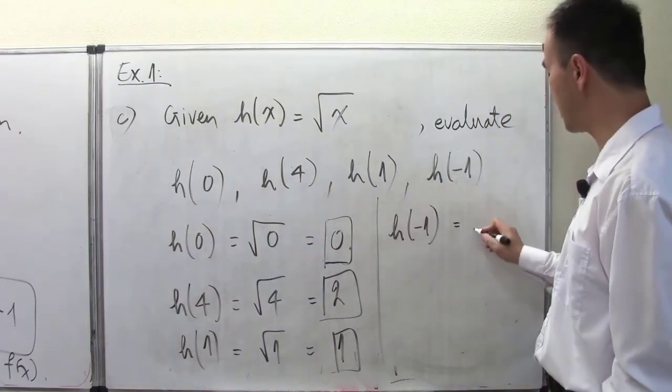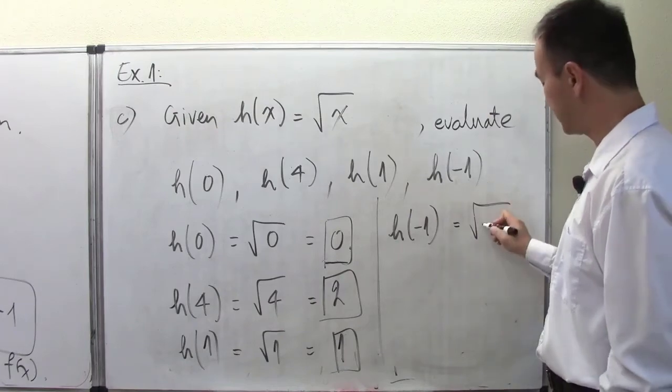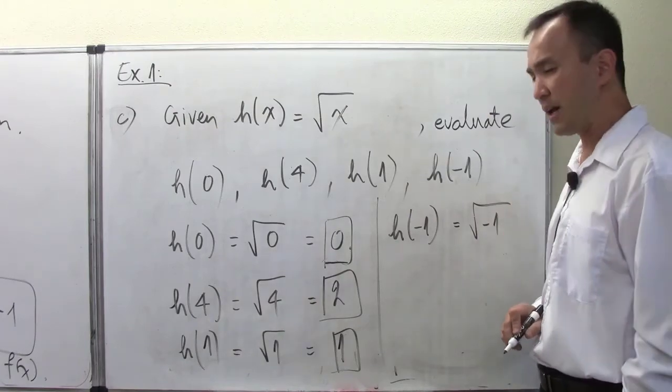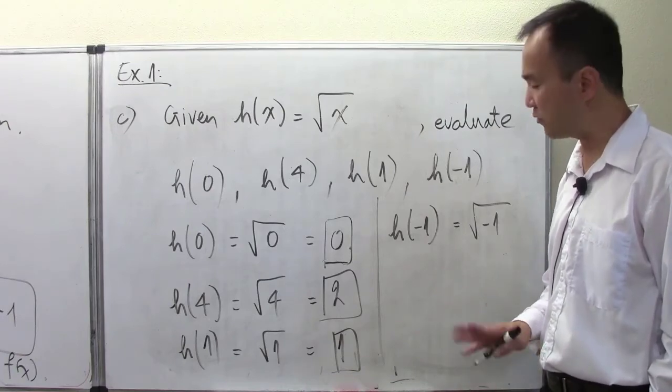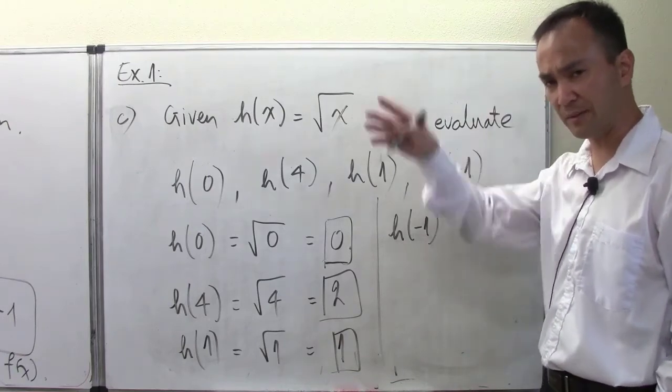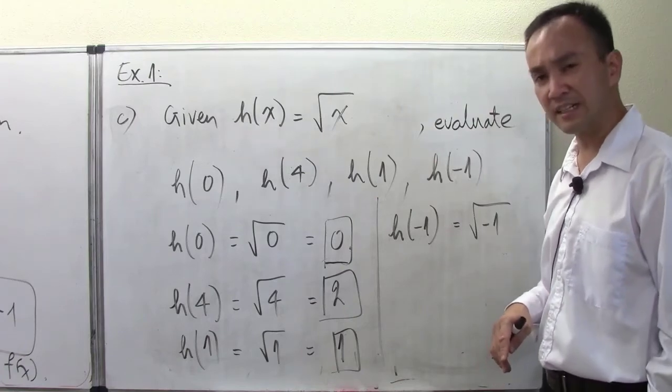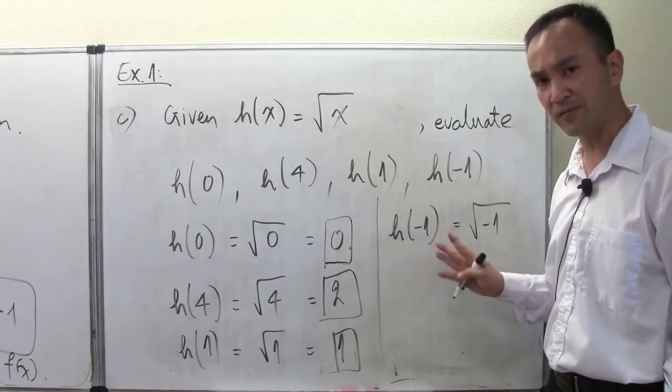So that gives me a square root of negative 1. All right, so let's assume that right now we're only working with the real numbers. Let's forget about complex numbers and any of that. That's not the expectation of this lesson right here.